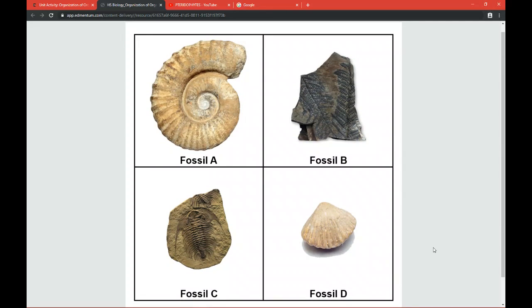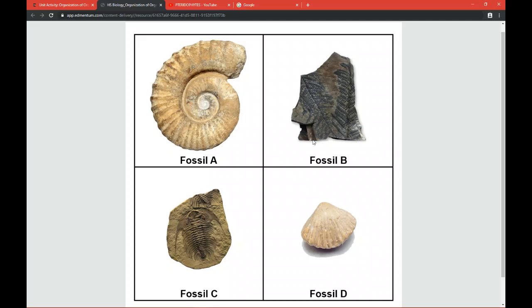As you see, you get 4 different fossils. Fossil A: you can look at it and see it's kind of a spiral shape. It looks like a shell. To me, it looks like possibly either a snail or a crab shell, like those hermit crabs, depending on what environment it lived in, but it looks like a shell and it's hard.